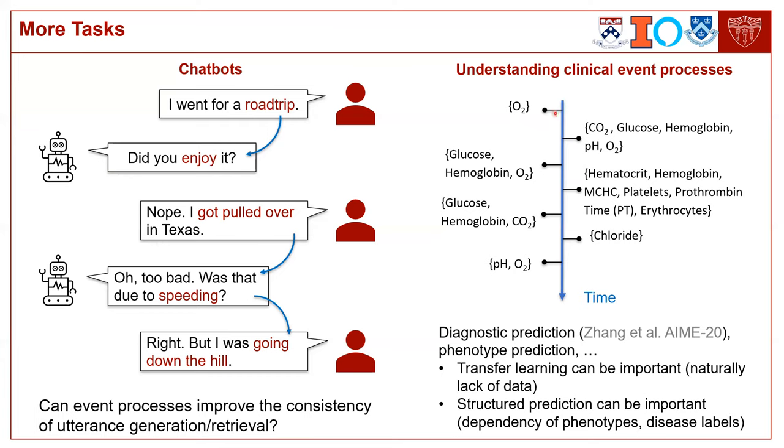And at the same time, I have to say it is important to develop reliable learning systems which help with understanding clinical event processes, such that the machine can help the clinicians with expensive tasks such as diagnostic prediction, high-risk disease prediction, or disease phenotype recognition. That's actually relevant to some collaboration I'm having with UCLA Medical School. And in this direction, I want to point out that transfer learning and also structure prediction are particularly important because naturally we are suffering from a lack of data due to privacy issues. And also there are dependencies among different phenotypes and also disease labels. So structure prediction is always important.